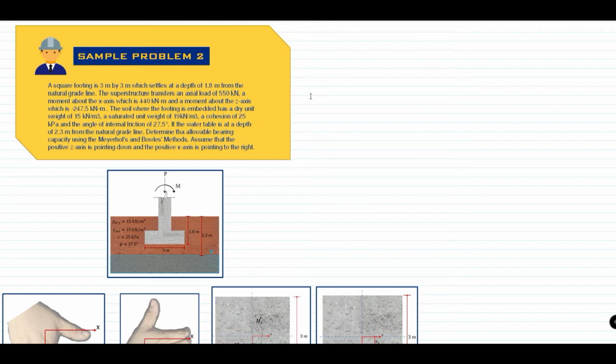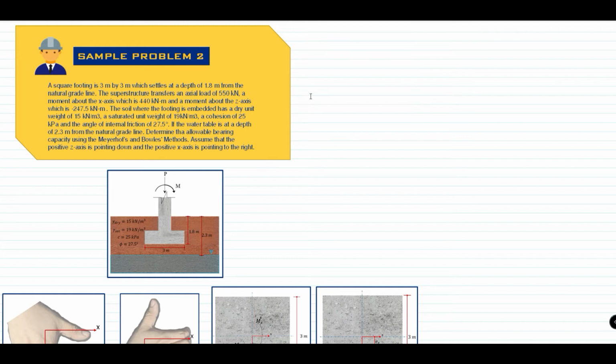So the soil where the footing is embedded has a dry unit weight of 15 kilonewton per cubic meter, a saturated unit weight of 19 kilonewton per cubic meter, and a cohesion of 25 kilopascal and the angle of internal friction of 27.5 degrees. If the water table is at a depth of 2.3 meters from the natural grade line, determine the allowable bearing capacity using the Meyerhoff's and Bowles methods. So assuming that the positive z-axis is pointing down and the positive x-axis is pointing to the right.